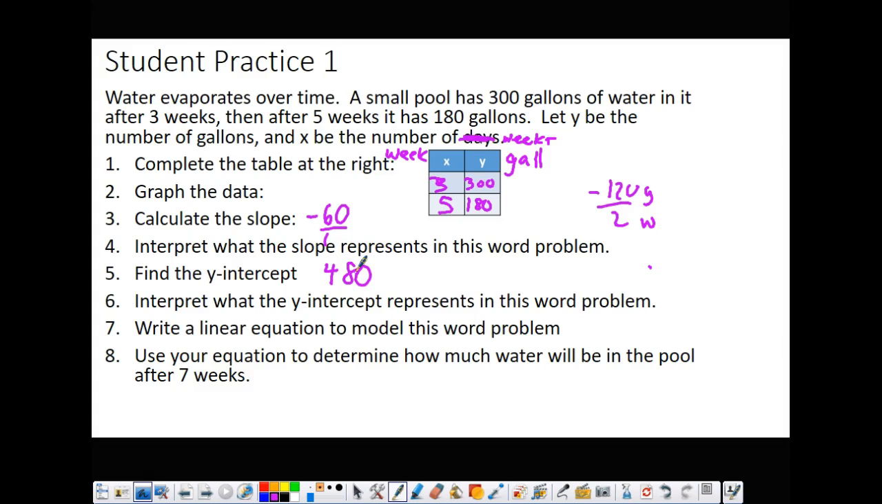Now let's talk a little more about it. Gabby, what does the Y-intercept represent in this problem? The starting amount of gallons, right? So before the pool started losing water, that's how much it had. So this is the starting point, or the starting amount.